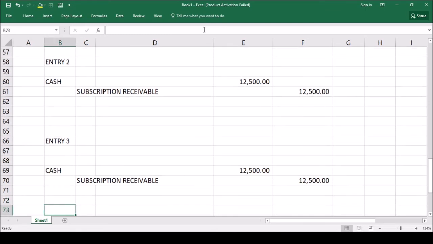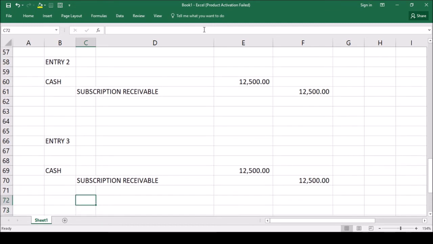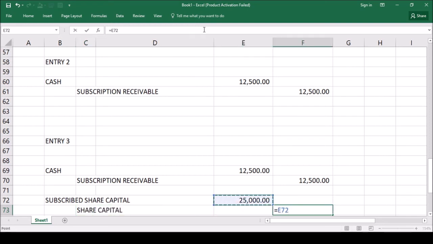Because it is fully paid, it is the time for us to issue the shares. How do we issue the shares? Take a look, this subscribed share capital, we will recognize it now because we will make it absolute share capital. This means it is now issued share capital. So, we debit subscribed share capital, amounting to 25,000 because that is the whole amount subscribed and it is now fully paid. And then we credit share capital because the subscriber has paid in full.